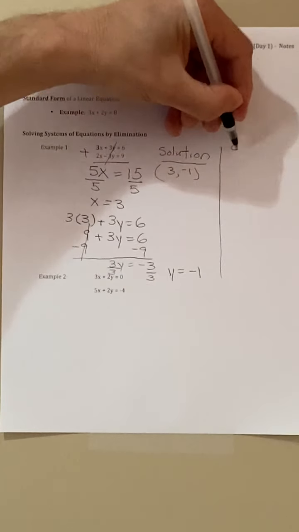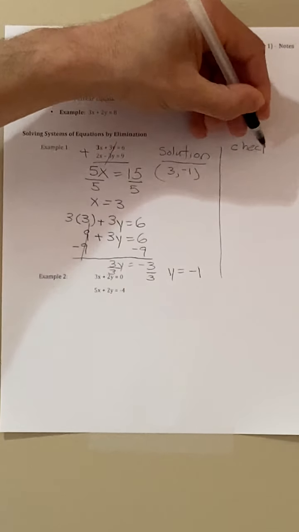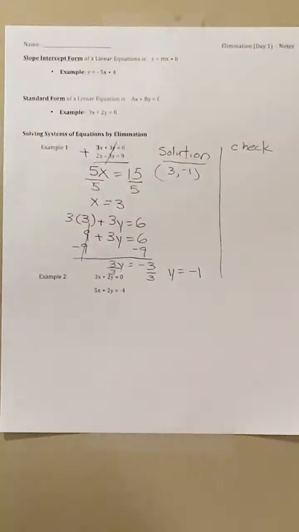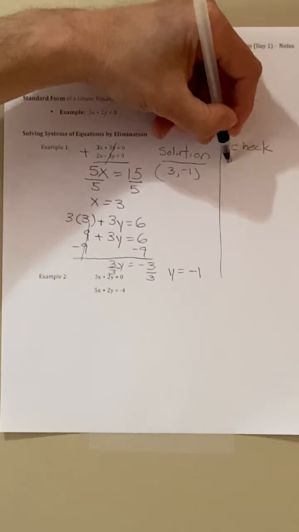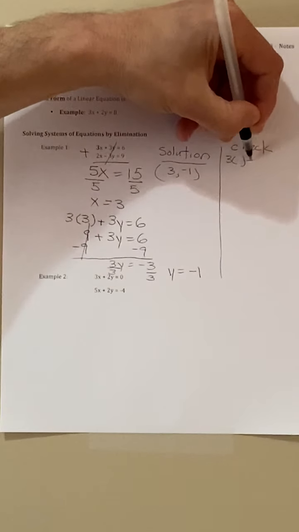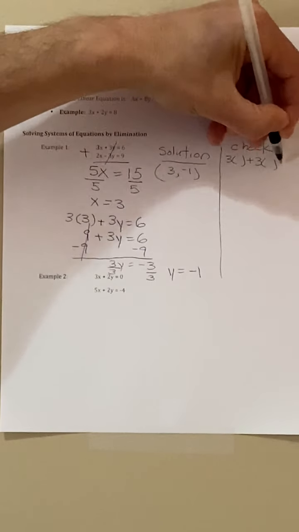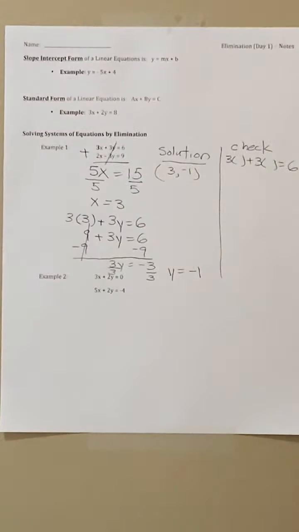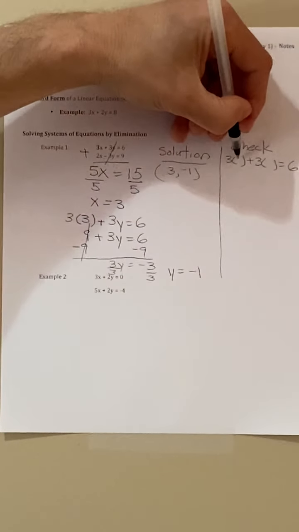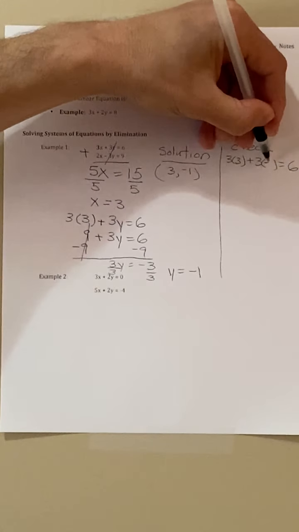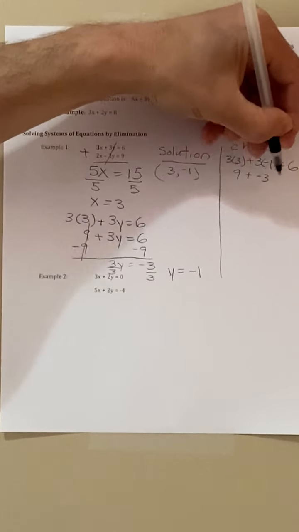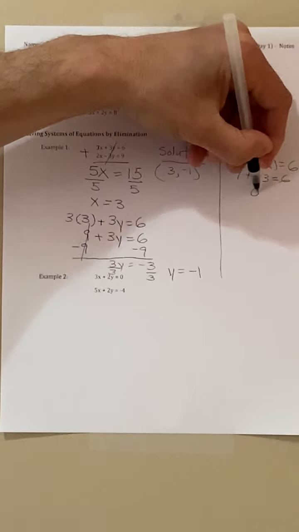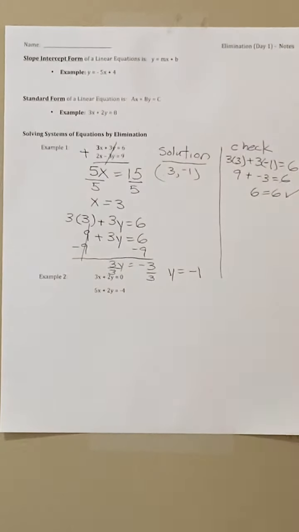Now to check, what I'm going to do is check this solution in both of my two equations. Take equation 1, 3x plus 3y equals 6. Plug in my numbers here: 3, negative 1. 9 plus negative 3 equals 6. 6 equals 6. That checks.